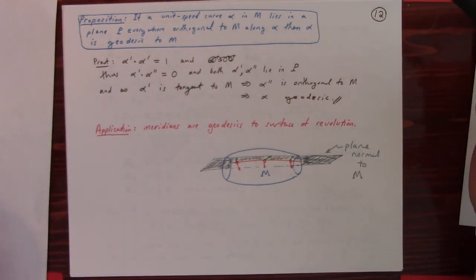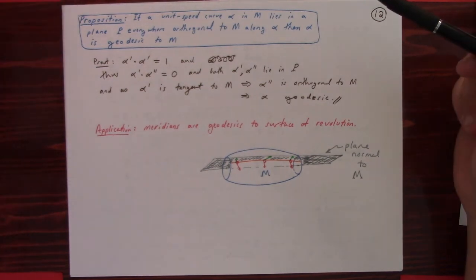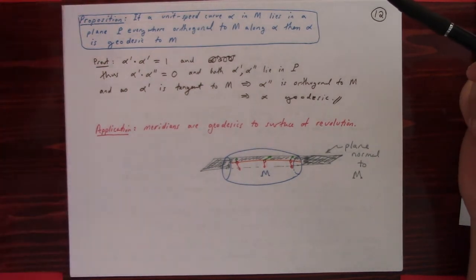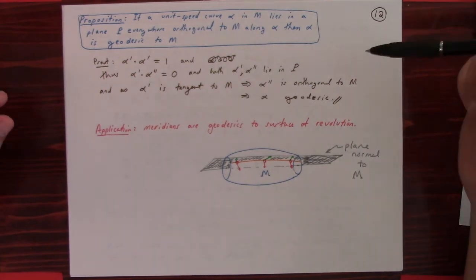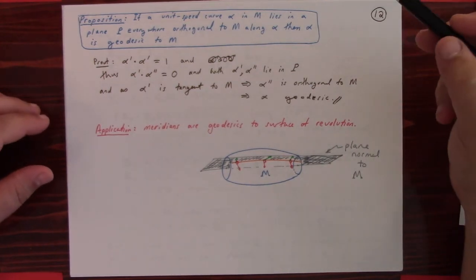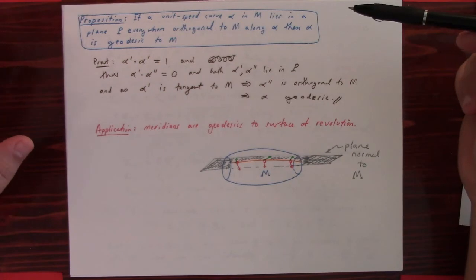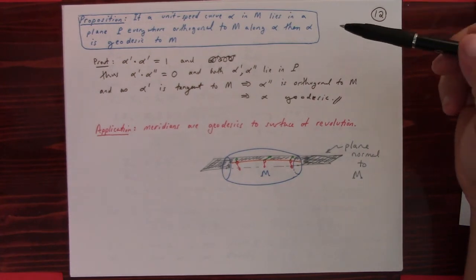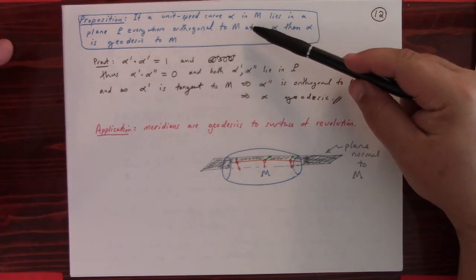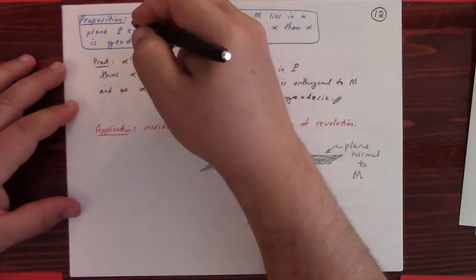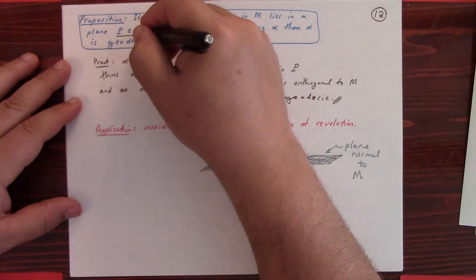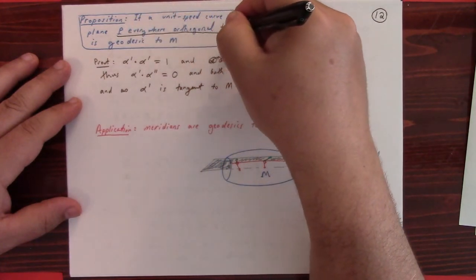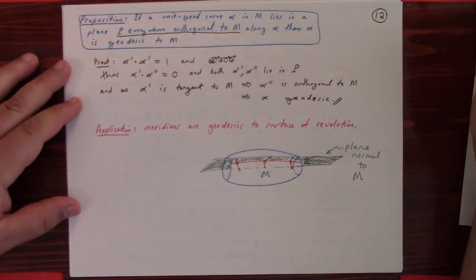But anyway, this is of course a nice result, and you can see a lot of geodesics using this proposition. If you can think about a surface and you can think about finding a plane that slices through the surface in such a way that what? The plane is everywhere orthogonal to M. You take an arbitrary surface, right? And you take an arbitrary plane.